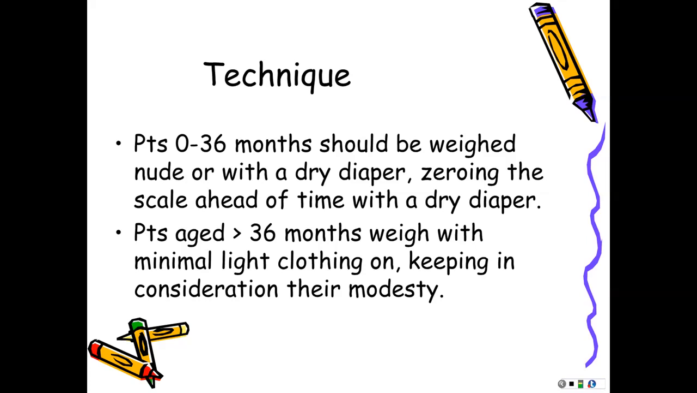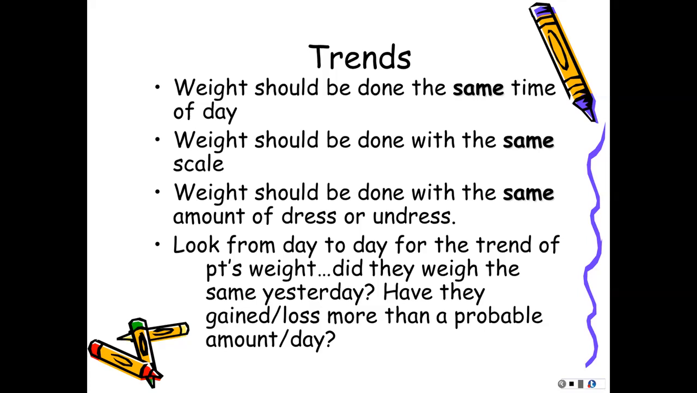So there are different ways to weigh them, but my recommendation is the same amount of clothes on or off, the same scale, at the same time of day. That's your most accurate way of doing it. If the kid has a diaper, you want the kid either naked or zero the scale with a dry diaper on, and make sure their diaper is clean and dry before you weigh them.